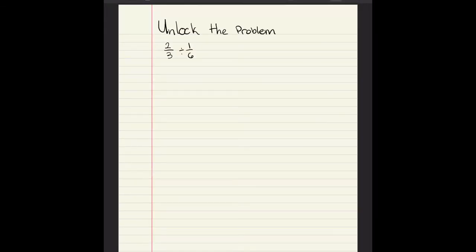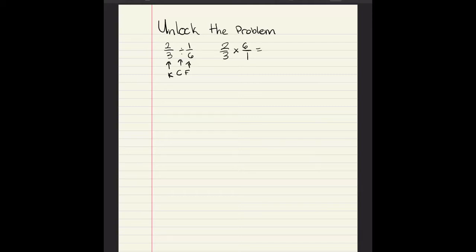All right, welcome to Unlock the Problem. This is 2/3 divided by 1/6. So I'm going to begin by keeping my 2/3, changing my division, and flipping my 1/6. So KCF. Let's rewrite that. Keep the 2/3, change my division symbol to multiplication, and flip my 1/6, which when you flip it, is 6/1. Now I can multiply straight across.